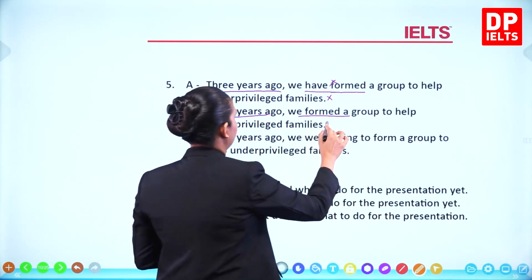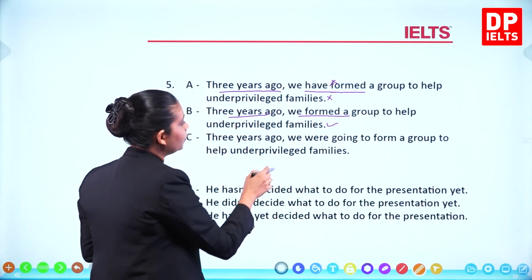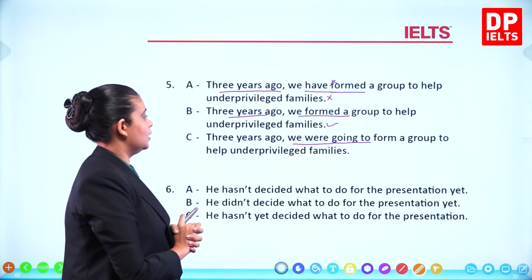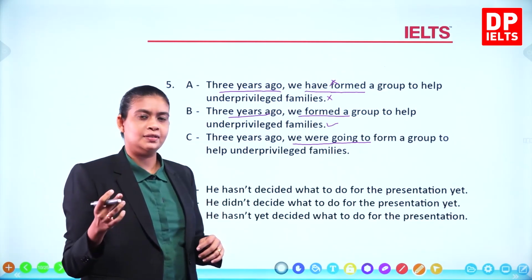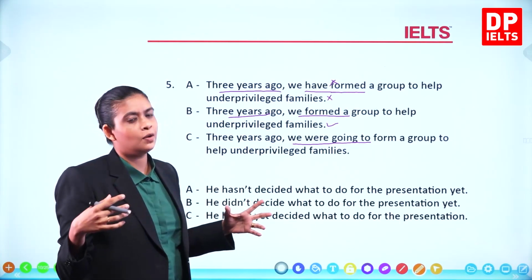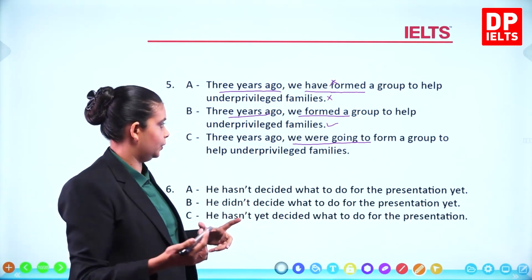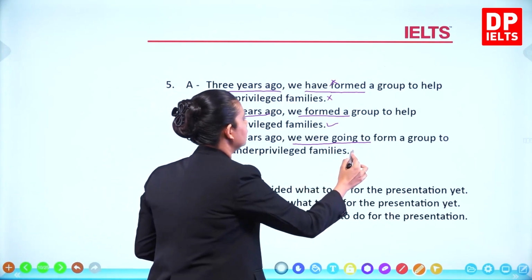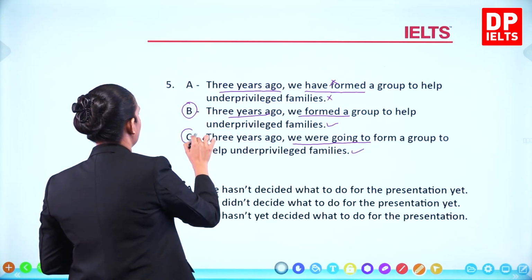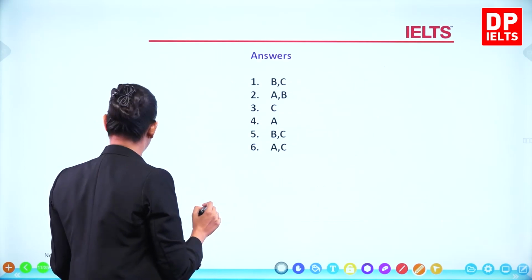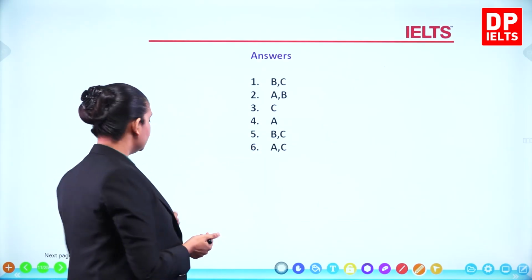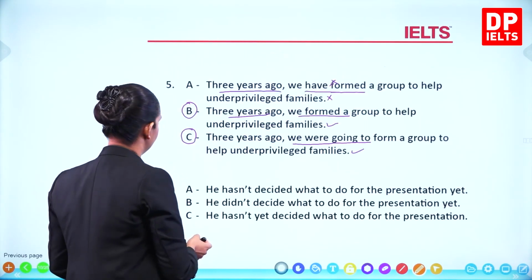"Three years ago, we were going to form." That is also correct because we were going to do it. Right? But we couldn't do it, but our initial plan was that we were going to do it. So that is also correct. So B and C are correct. And there you go. The last one.